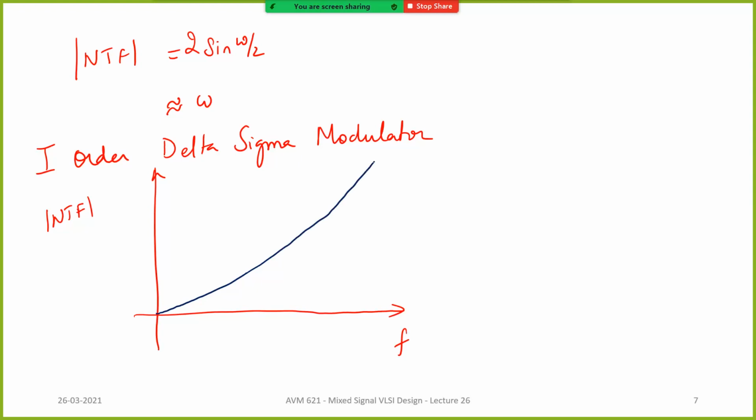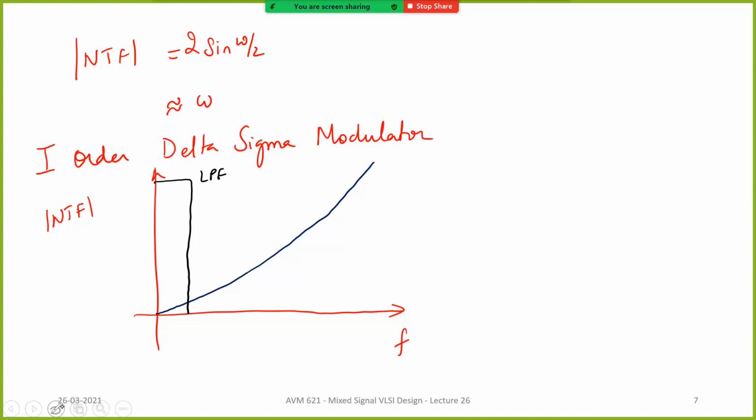Something like this. Let's say this is the 20 log of NTF, and what we are doing is we are going to put a low pass filter like this. Now obviously this low pass filter is going to be there in the digital domain, right? It might be an FIR or something like that. Now what have we done?